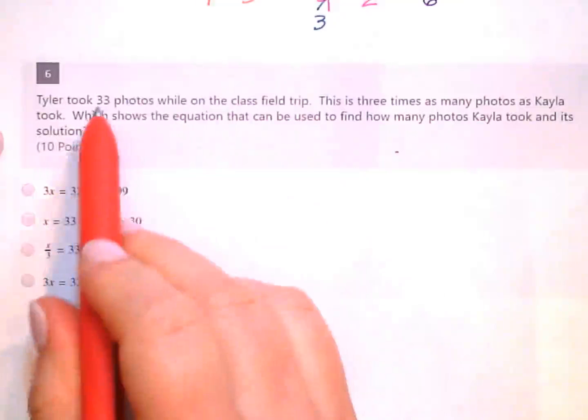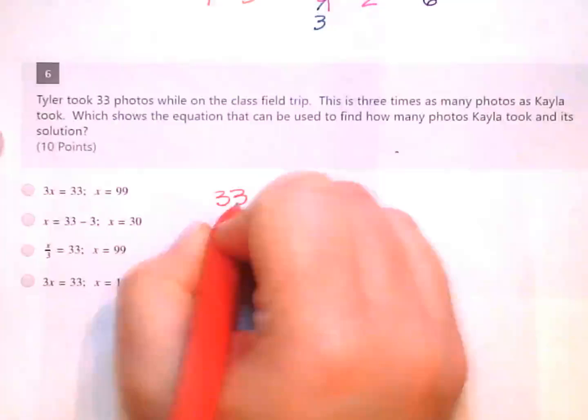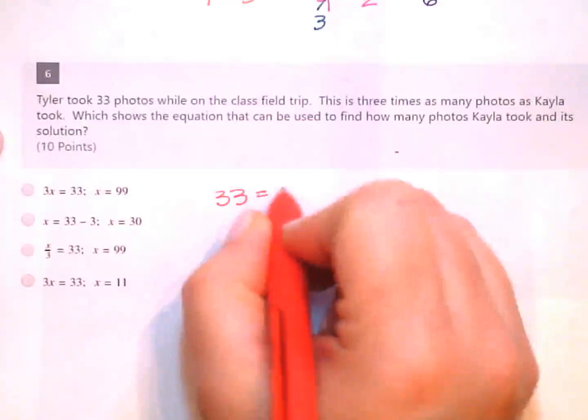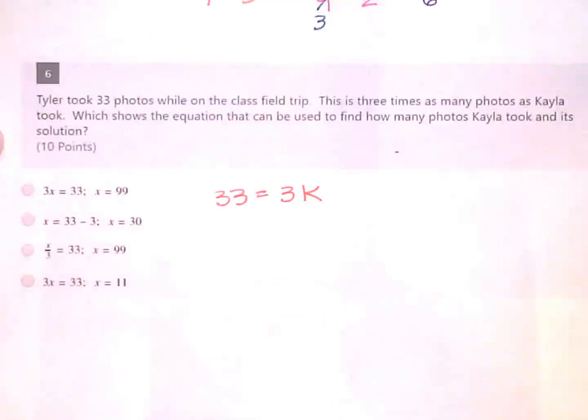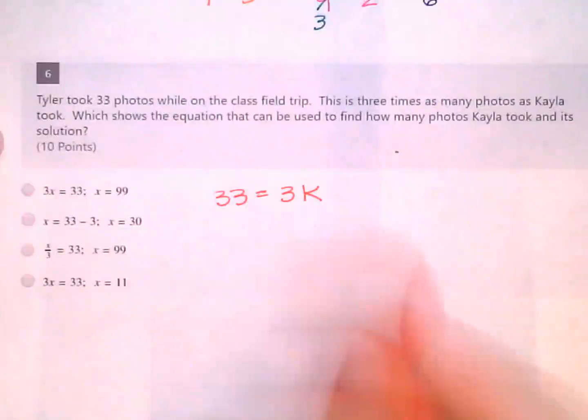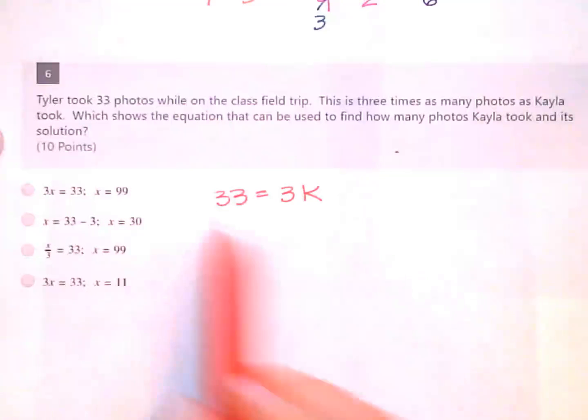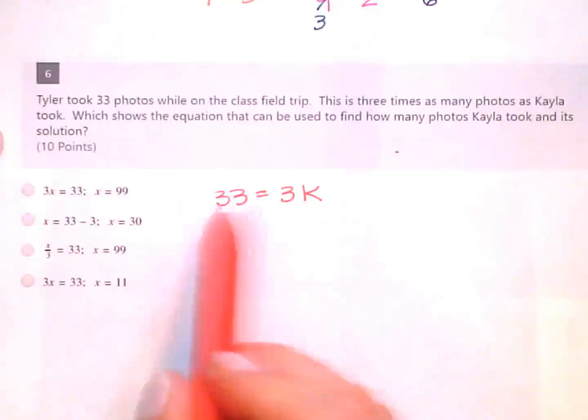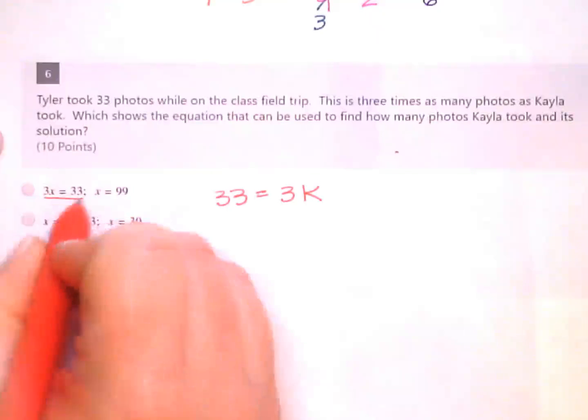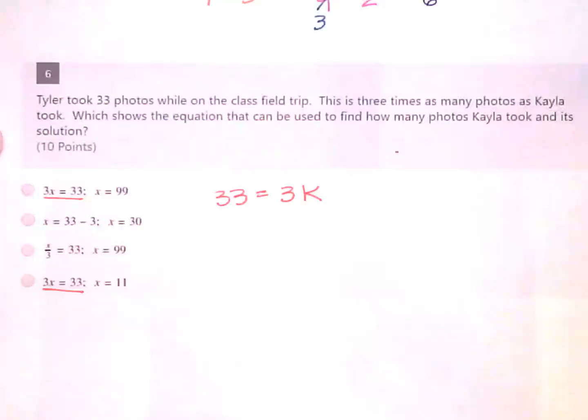All right. Tyler took 33 photos. His 33 photos is 3 times the number of photos that Kayla took. Okay, so there's our equation. We've got 3k equaling 33. So there it is right there, and there it is right there. We've already narrowed our choices down to 2. Now we've got to solve.